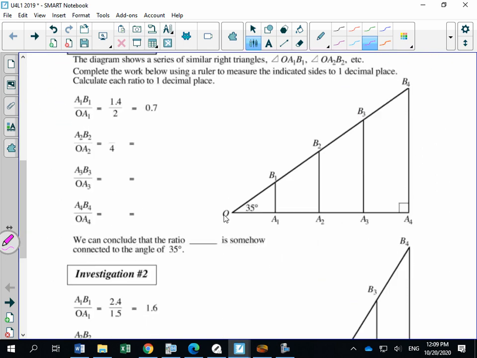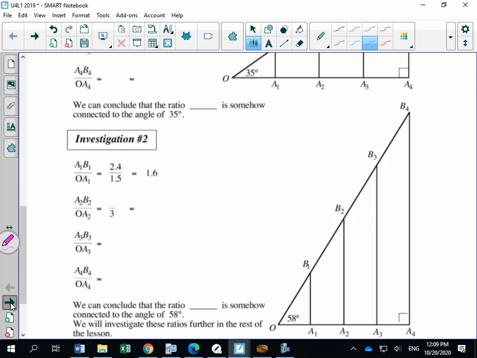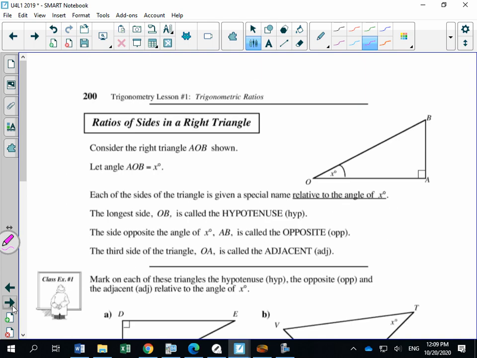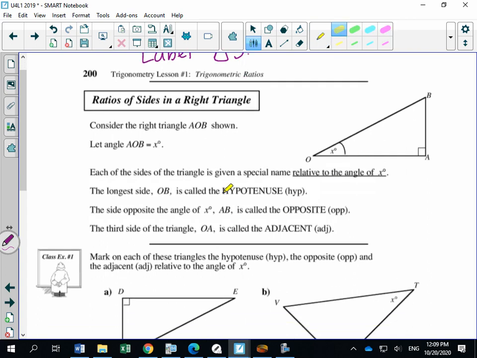Okay, we're going to skip this investigation and we're going to go to page 200. And I'm going to teach you how to label your triangle. So just write label triangles. If you have your highlighter, there are 3 different sides of a triangle, and those 3 sides have 3 names. So highlight this word hypotenuse, highlight opposite, and highlight adjacent.